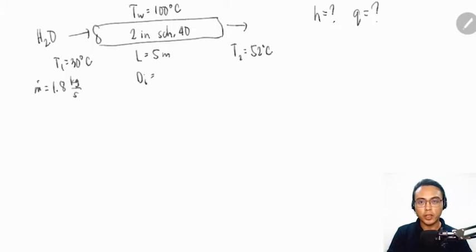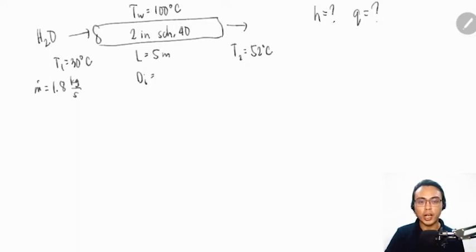Here we have our given to the problem. We have our pipe, 5 meters in length, and our water is flowing inside at a rate of 1.8 kilograms per second. The temperature at the entrance is 30 degrees Celsius, and its temperature at the exit is 52 degrees Celsius. The water is being heated by condensing steam on the other side of the pipe, which is set at 100 degrees Celsius. So the heat transfer in this case will be from the wall of the pipe to the water flowing inside. And you know that this is a case of heat transfer via forced convection because we are given the mass flow rate, from which we can solve for the bulk velocity of the fluid.